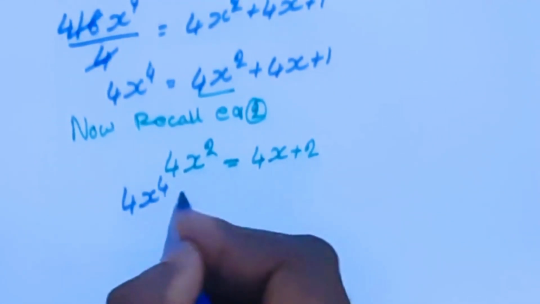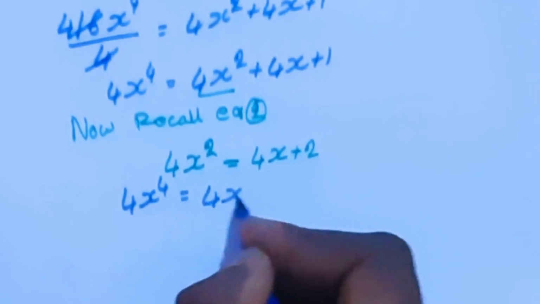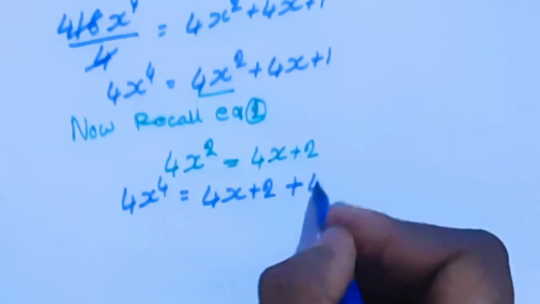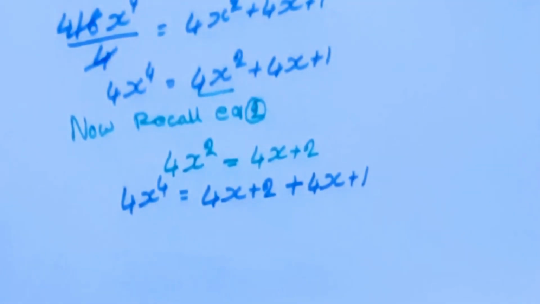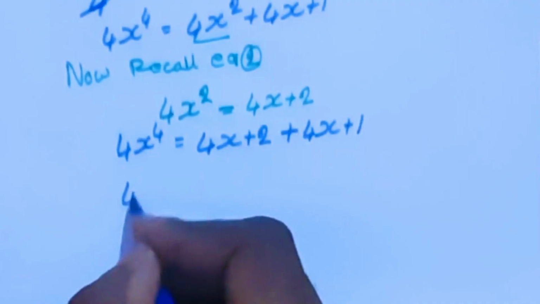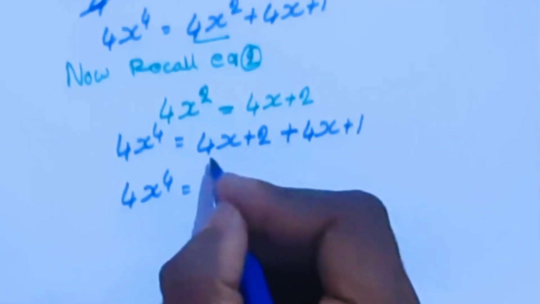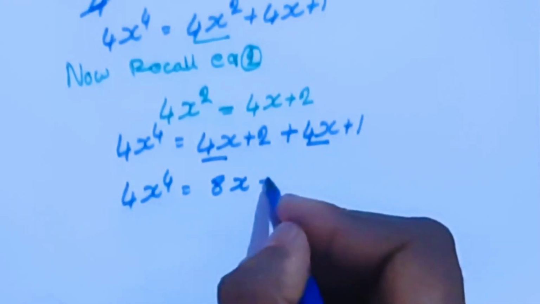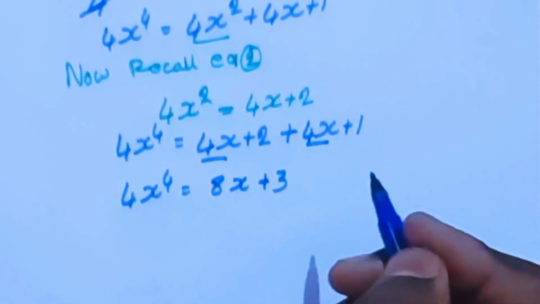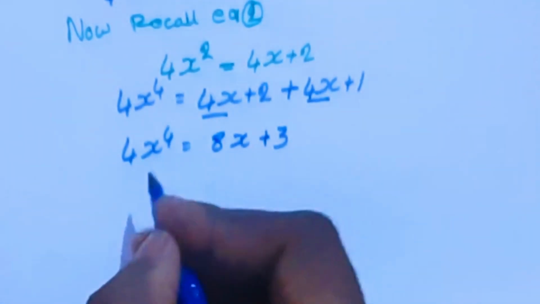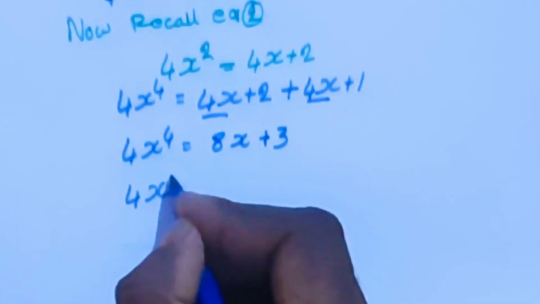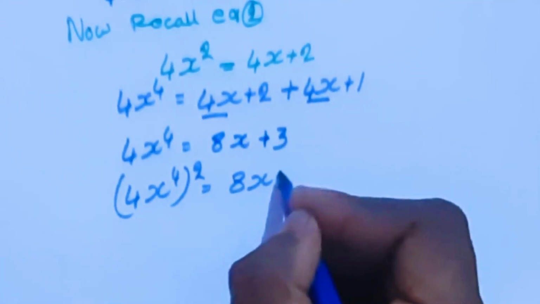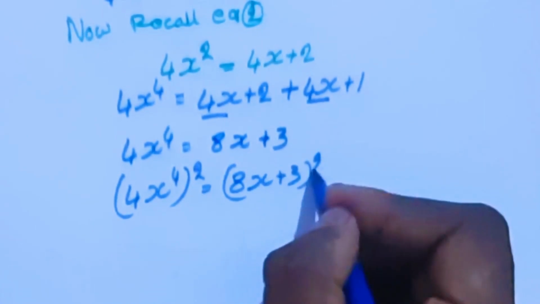4x to the power of 4 equal to 4x plus 2. We applied this equation plus 4x plus 1. Now 4x to the power of 4 equal to this, we are going to add 8x plus 3. Now we are going to take square on both sides. So (4x to the power of 4) whole power 2 equal to (8x plus 3) whole power 2.